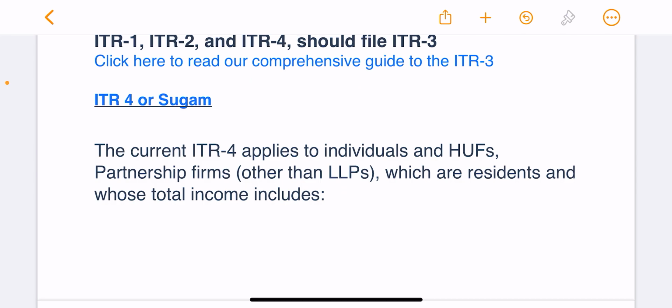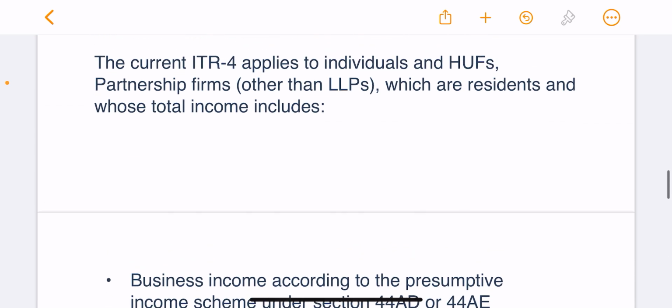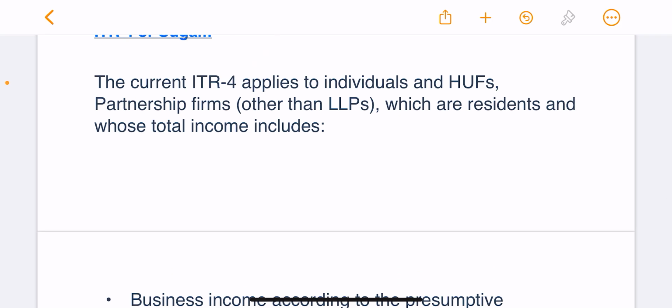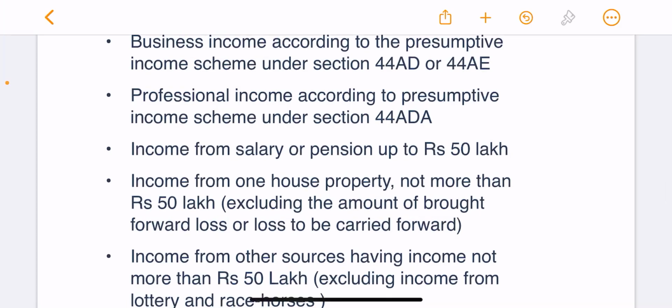Now ITR 4, or Sugam. ITR 4 is for those individuals, HUFs or partnership firms other than LLP which are resident and whose total income includes business income. If you are paying your income tax as per 44AD and 44ADA, which we call the presumptive income scheme, I hope you understand what the presumptive scheme is. If you are paying income tax under this scheme, then you need to file ITR 4.